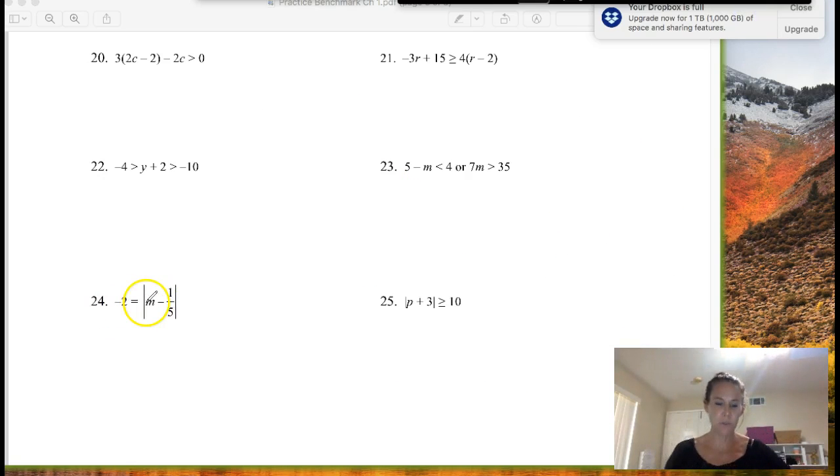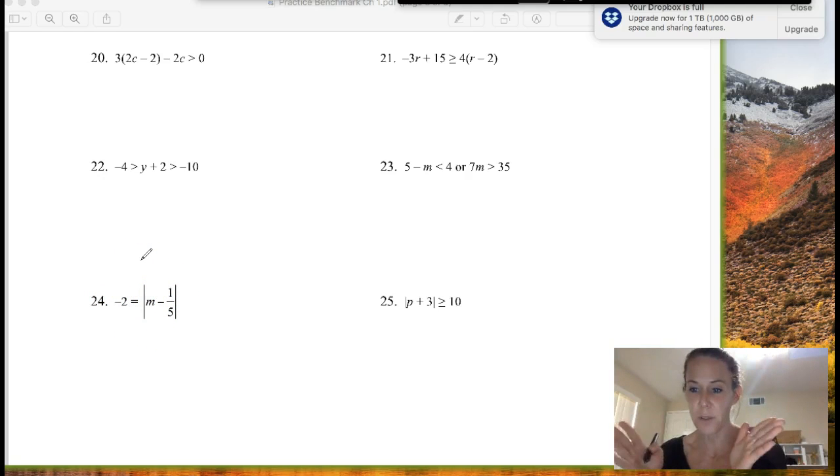Okay, let's look at absolute values. With absolute value equations and inequalities, remember you have two scenarios with absolute values. Okay, you have the positive case and the negative case. Now this is a special case. I have -2 equal to the absolute value of this. Now the absolute value tells you distance from 0 on a number line. Distance from 0 on a number line, distance can never be negative.